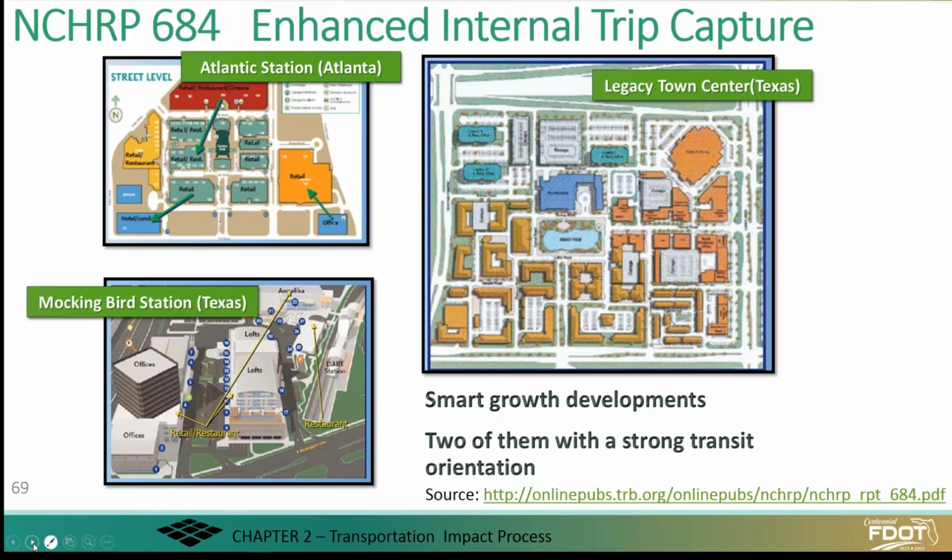They looked at Atlantic Station in Atlanta and two developments in Texas, Mockingbird and Legacy Town. Atlantic Station is right near MARTA. As you can see, Mockingbird Station is right near the heavy rail, and Legacy Town does not have fixed rail transit, but is probably considered a smart growth development.